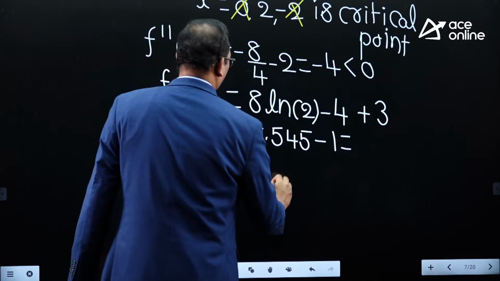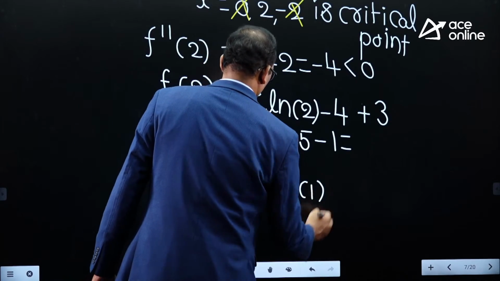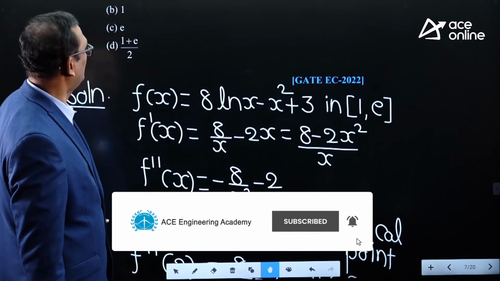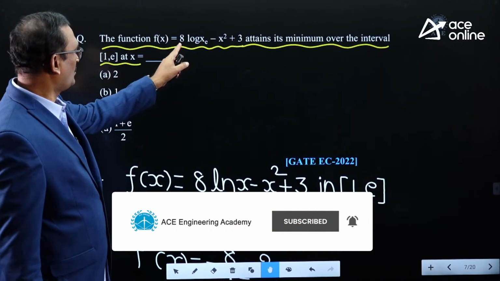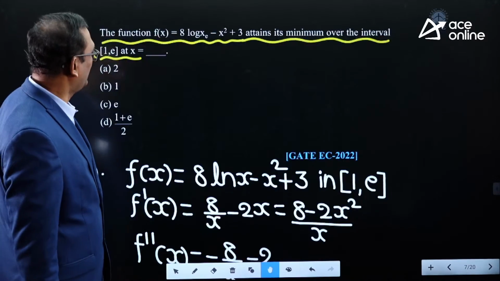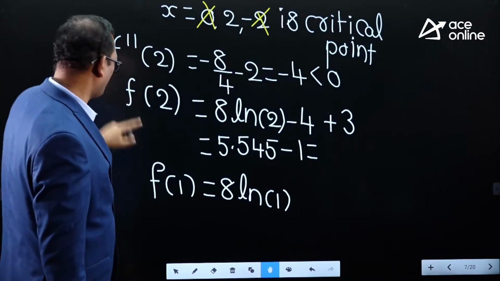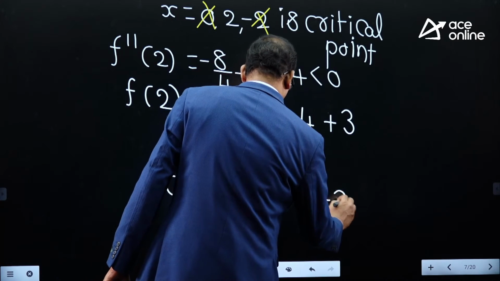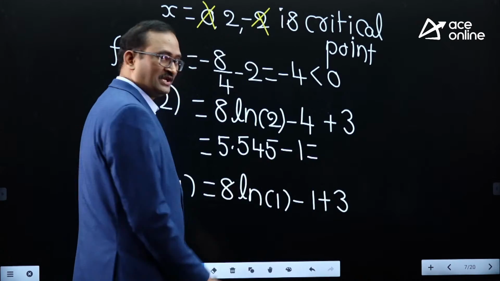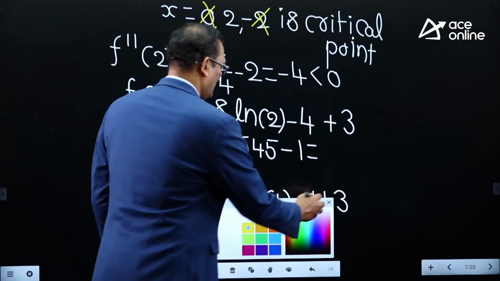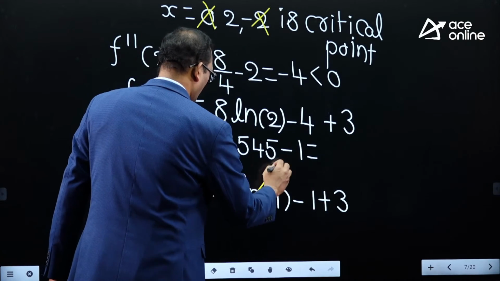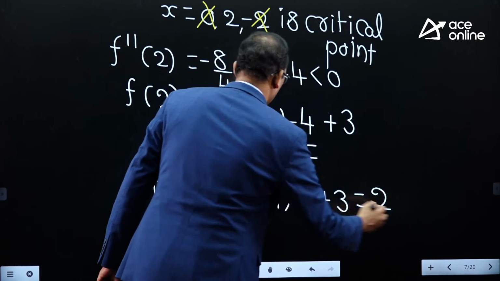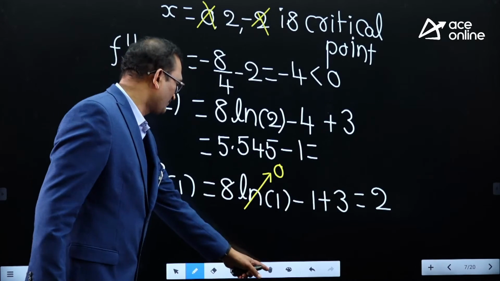8 into ln 1. What is the given function? The given function is 8 log x minus x square plus 3. So ln 1 is 0. ln 1 is 0. So this is 2. This is 4.545 something.